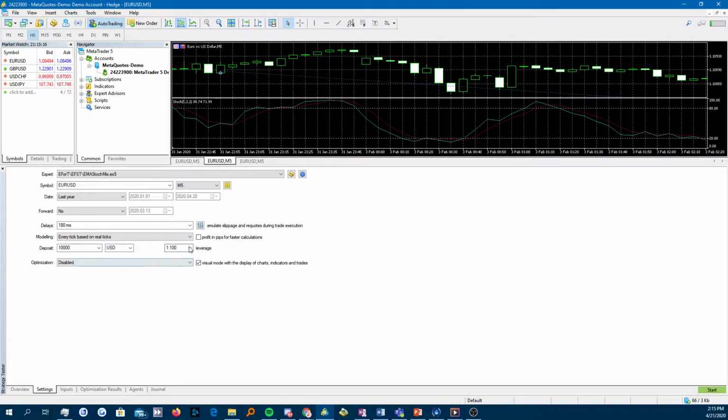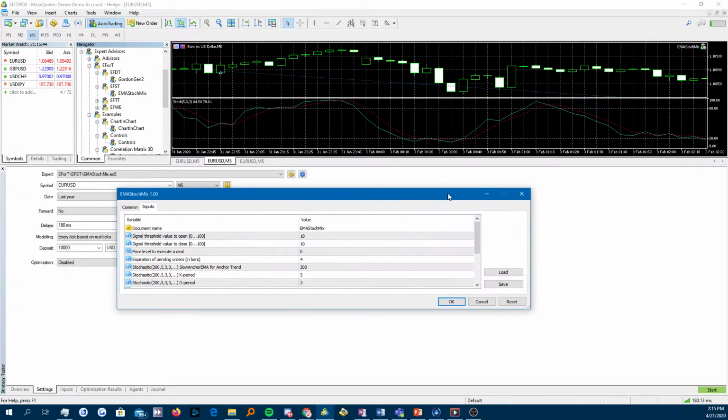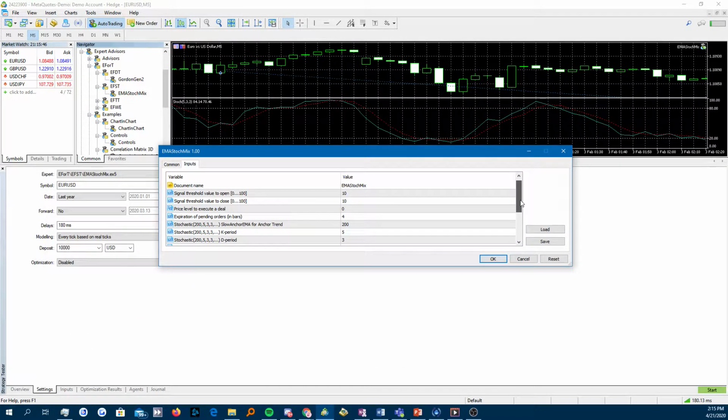In this video I'm going to explain how to backtest and forward test your EA. Make sure you have your EA ready and compiled from the GitHub we provided, in order to download the EMA stock mix EA and the EMA stock signal. Then go into Expert Advisors, under EForT and then EFST, where there should be something called EMA stock mix. Double click that, and it should pop up some inputs.